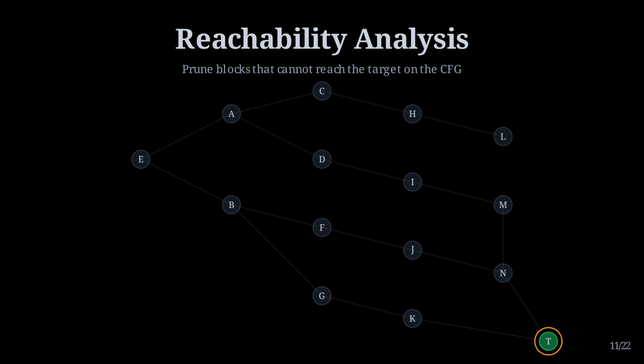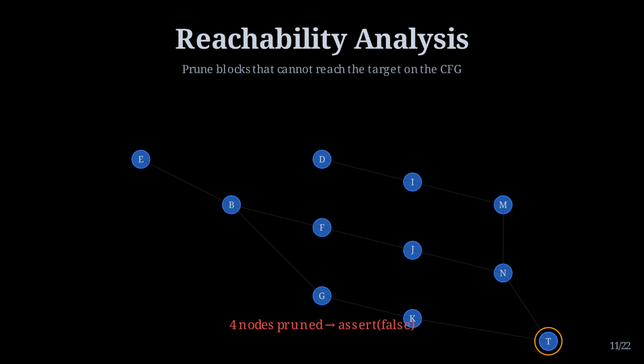Beacon walks the interprocedural control flow graph backwards from the target and identifies every basic block that has no path to the target at all. At each one of those unreachable blocks, it inserts an assert false, so that any execution that wanders into unreachable territory gets terminated immediately.